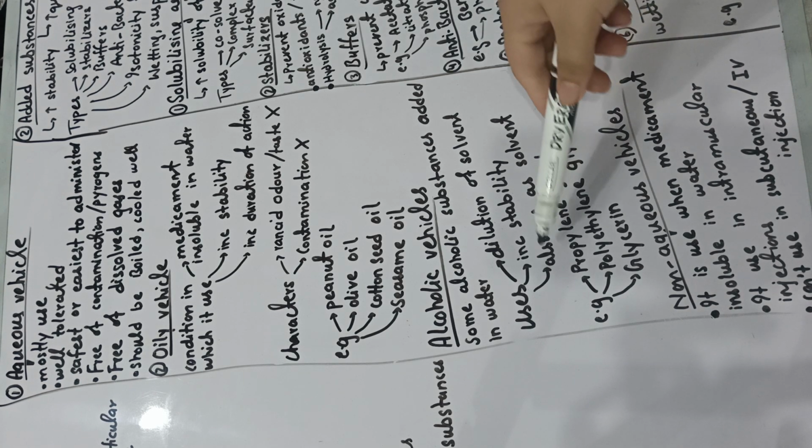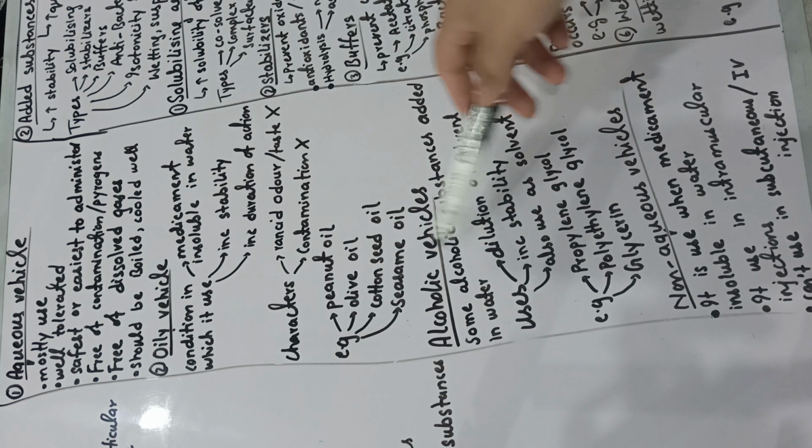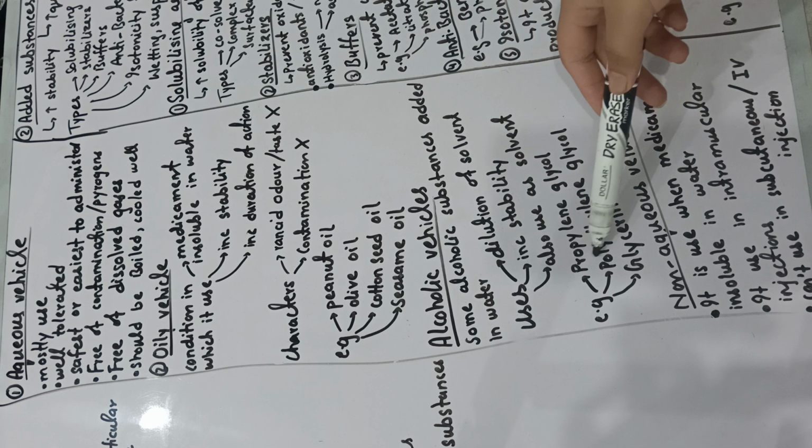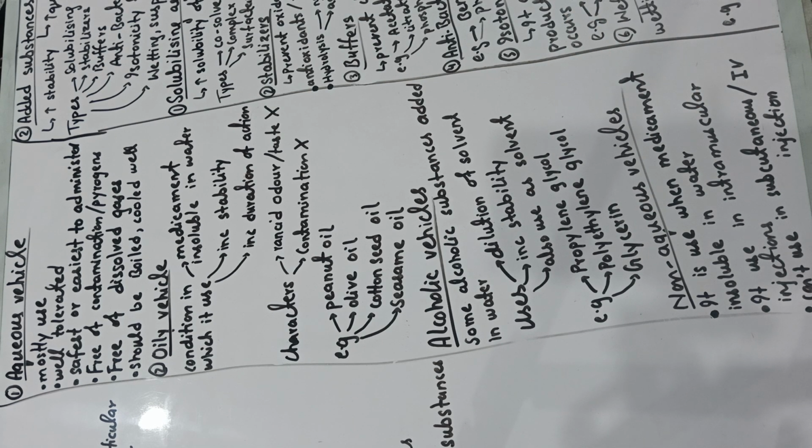It is also used to increase stability, and also acts as a solvent. Examples of alcoholic substances are propylene glycol, polyethylene glycol, and glycerine. So they are added to increase the dilution of your solvent.